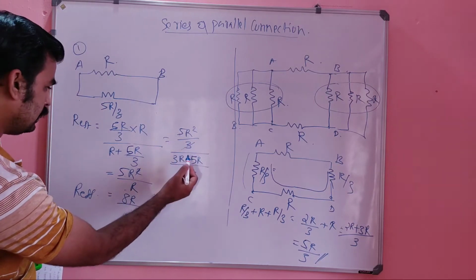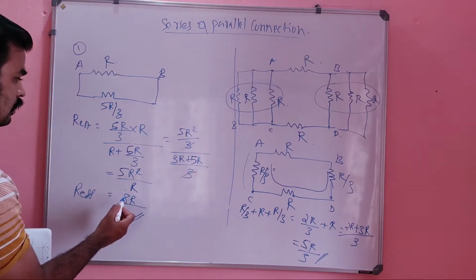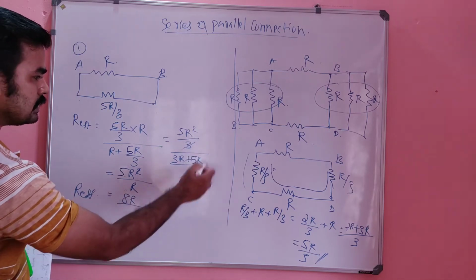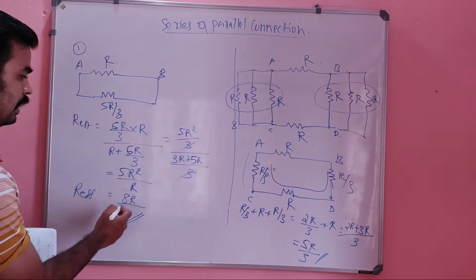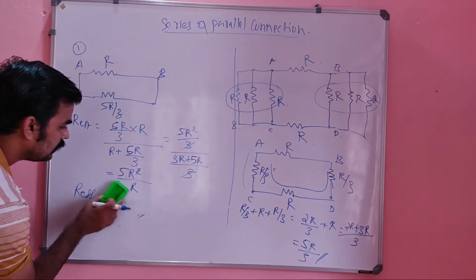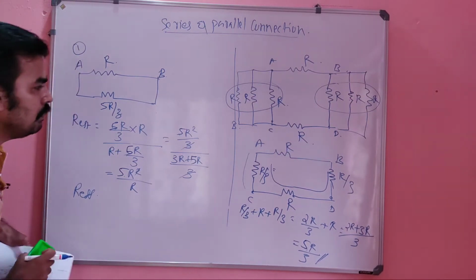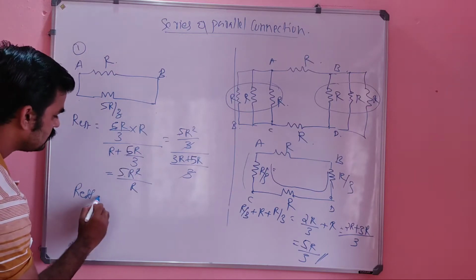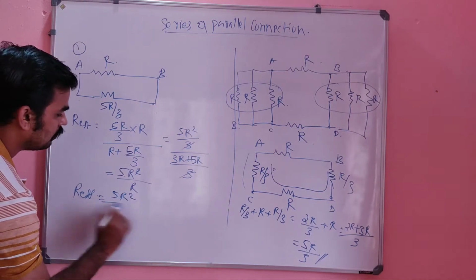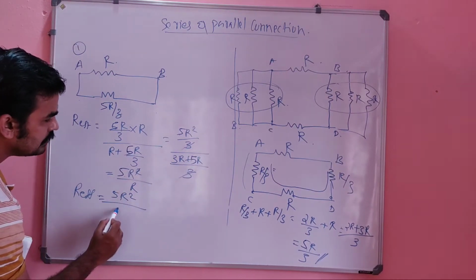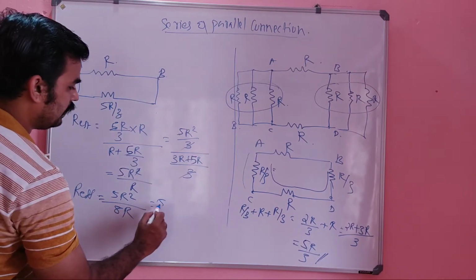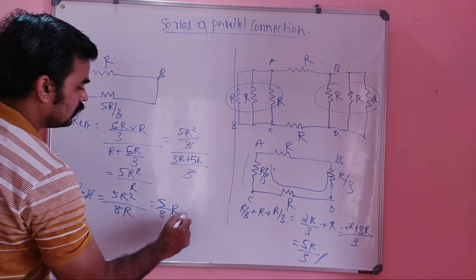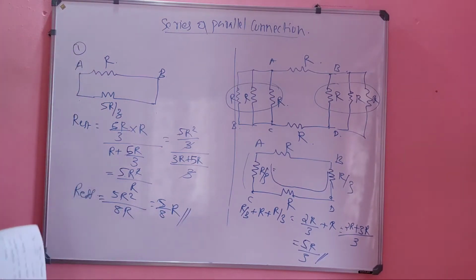So it will be again 5R square divided by 3, cancel. Now R effective will be 5R square whole divided by 8R, right? So it is equal to 5R by 8. So that is the result.